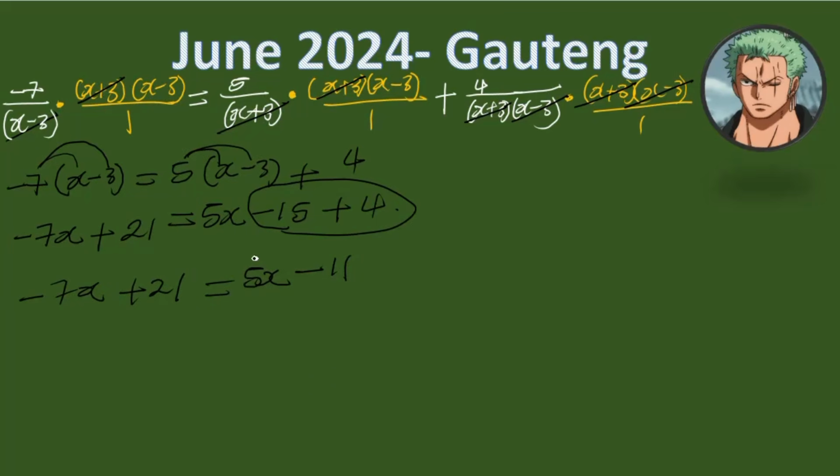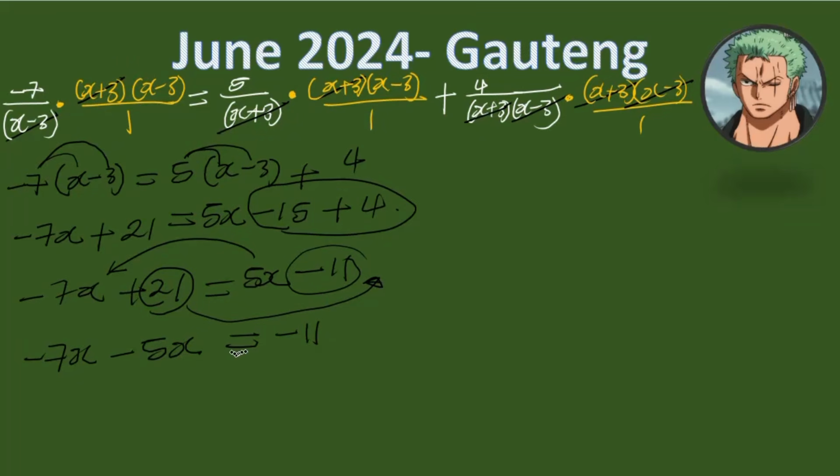Send everything to one side. I'm going to send this 5 right up here, right? So I'm going to have negative 7x. When the 5 comes here, it's going to also be negative. This is equals to, I have a negative 11. There it is. I'll take the 21 and send it to the other side. Positive 21, when it gets here, it becomes negative. Now it's negative 21, right?